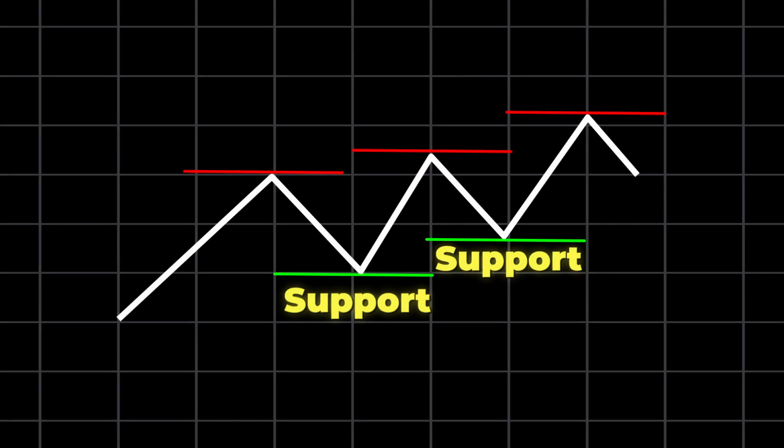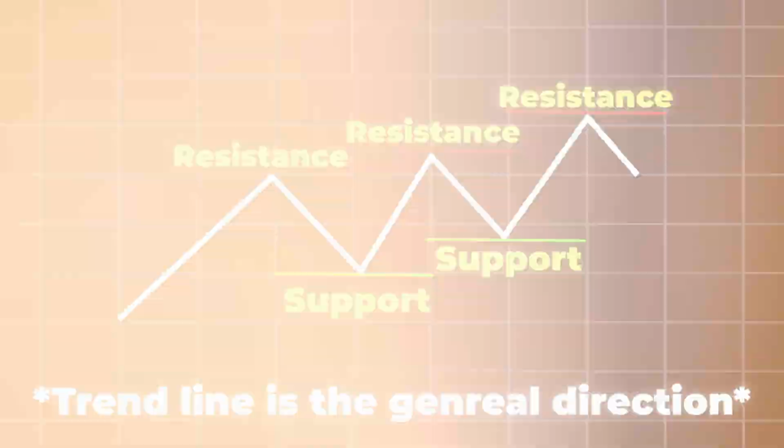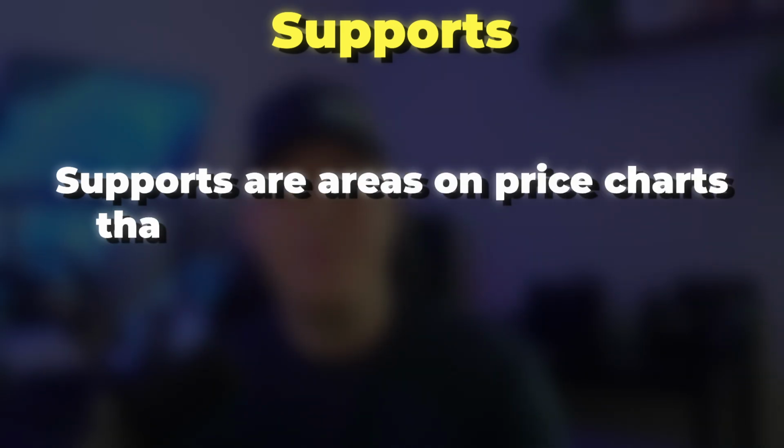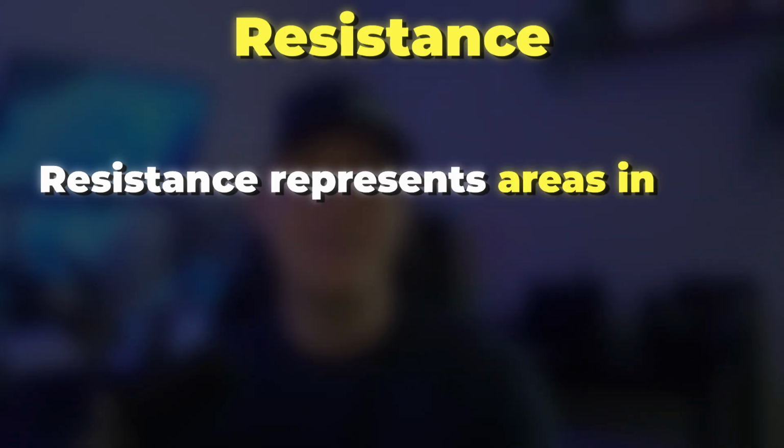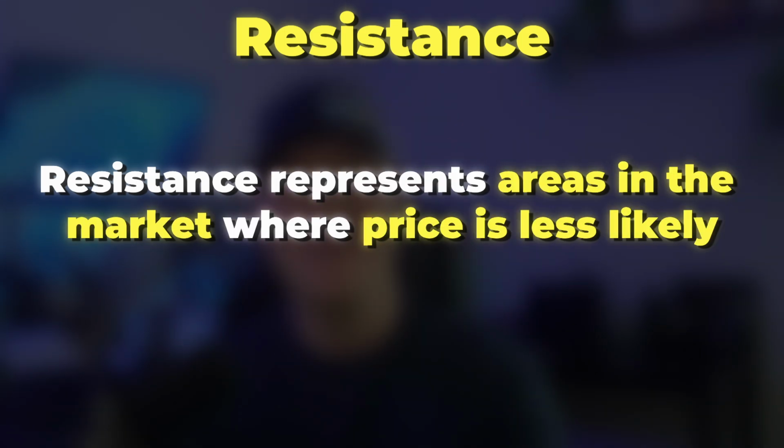Now, in addition to consolidation and trending markets, the highs and lows of price action can also create what we call support, resistance, and trend lines. And since we just discussed a trending market, a trend line helps technical analysts to determine a trending market by drawing diagonal lines over pivot highs or under pivot lows to show the prevailing direction of price. Supports are areas on price charts that price is less likely to drop below, and resistance represents areas in the market where price is less likely to break above.